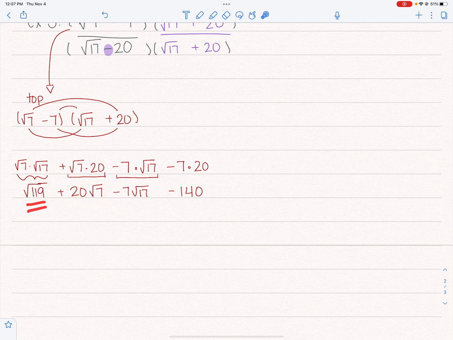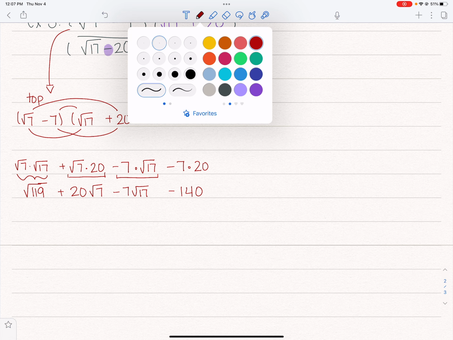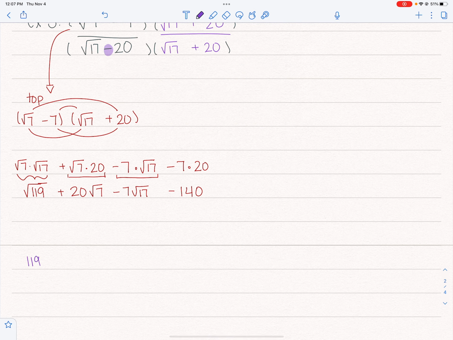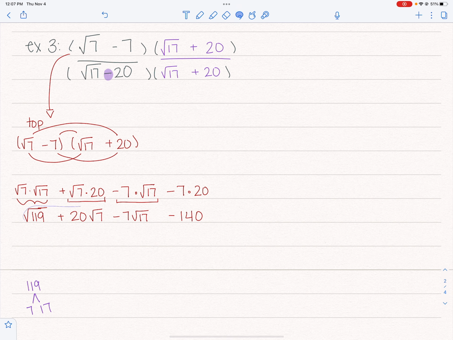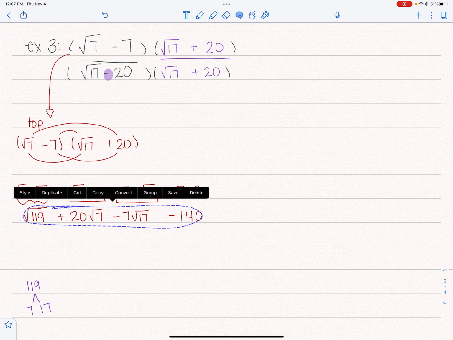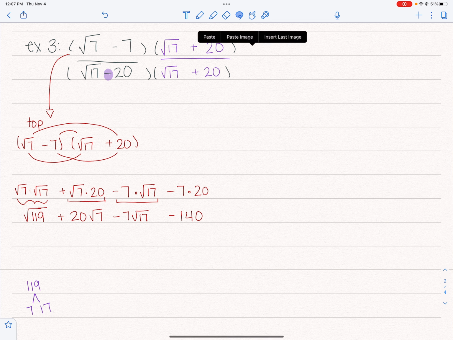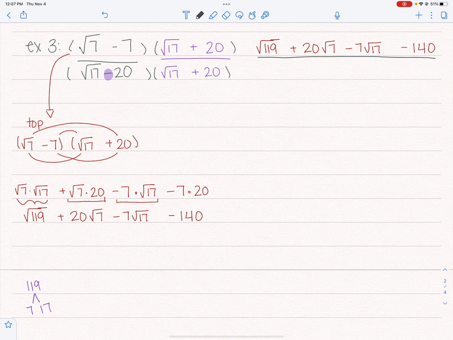Now with this, there are no radicals that I can combine. I do want to check this 119 and see if it simplifies with my factor tree. So two things that multiply to 119. Well, I know 7 and 17, and both of those are prime, so it doesn't simplify. And so that is going to be my whole numerator. So I'm going to write that on top, and then over the denominator multiplied out.